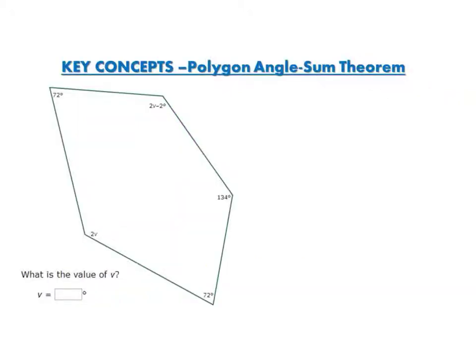Here I have a polygon, and all of the angles are different measures, but it's asking me what is the value of v. So I need to find out what the total measurement of all of the angles are before I can start with the individual measurements. So let's see how many sides there are. 1, 2, 3, 4, 5. So 5 minus 2 is 3. So I have 180 times 3.